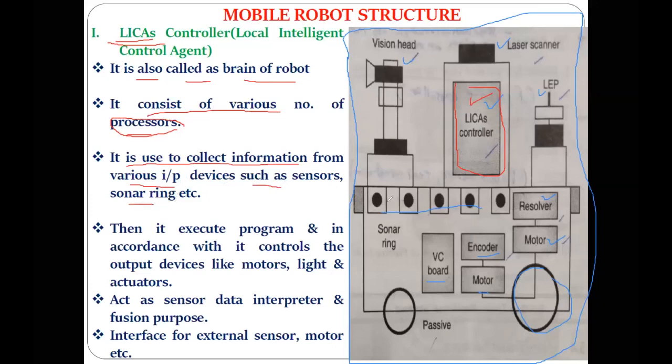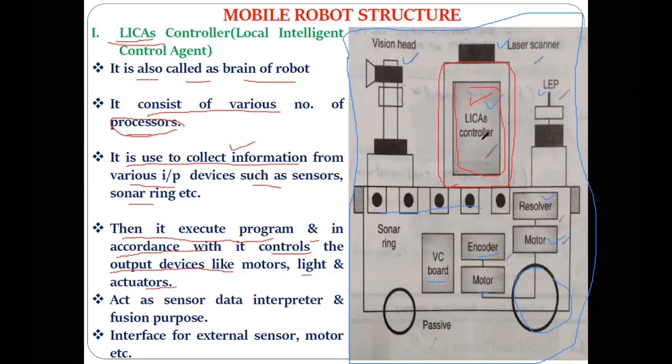What exactly are the sonar rings? We will discuss that. But you can see that different other components are attached to this LICA controller, and that is the reason I have mentioned it collects information from various input devices such as the sensors, sonar rings, etc. And then it executes the program, and according to that, it controls the various output devices like motors, lights, actuators, etc.